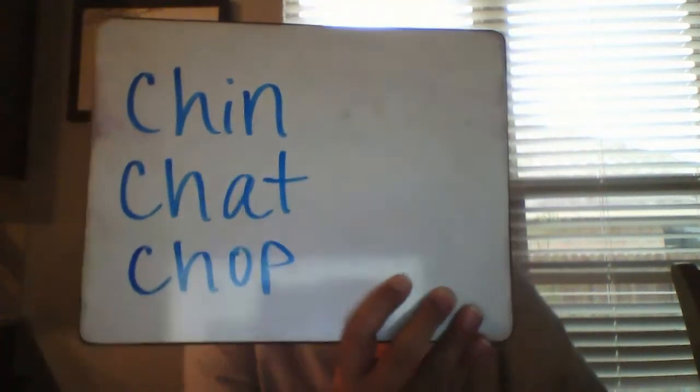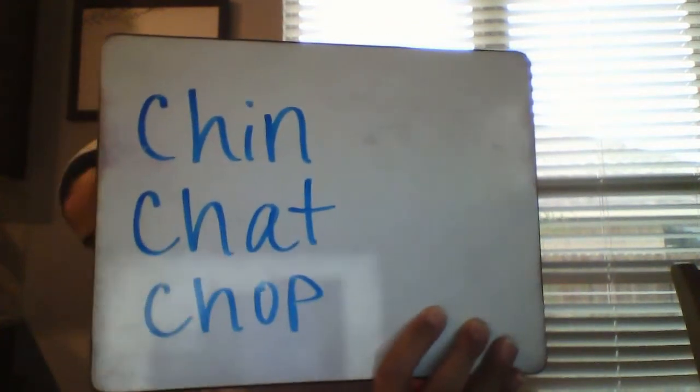What sound do you hear in the beginning, or in the initial position? Ch, ch. Very good. Okay, let's look at these words and figure out what two letters are making the ch sound. What two letters are making the ch sound? C and H. Very good.